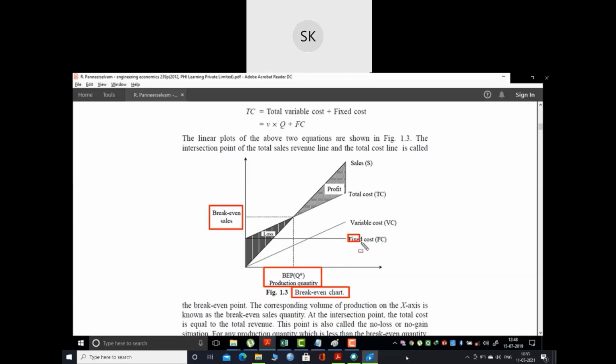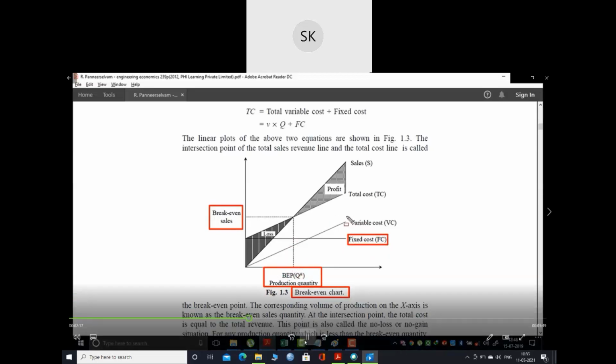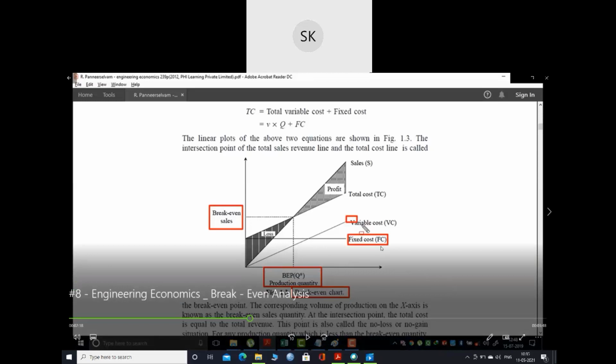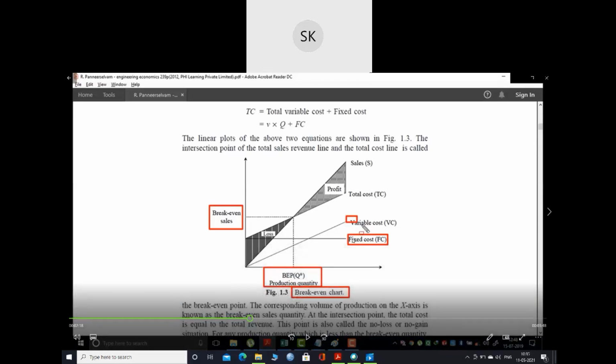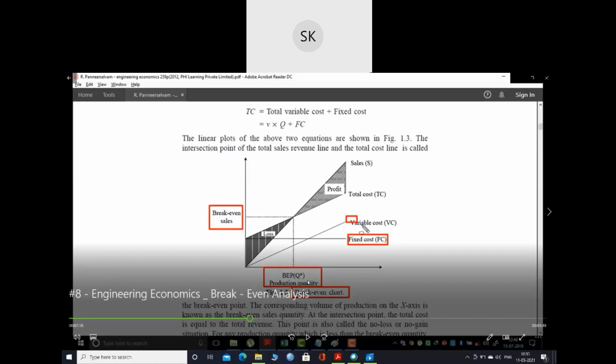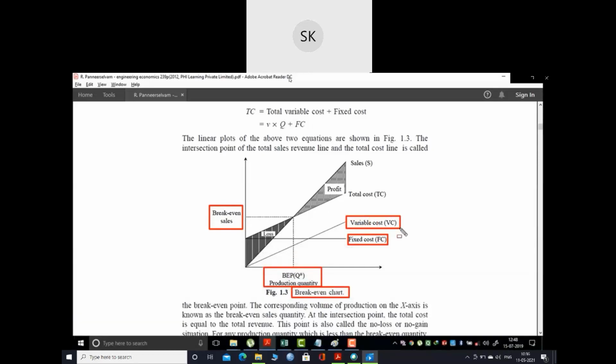Okay, so in the case of fixed cost, it is a straight line because the fixed cost is independent with respect to production quantity. See, it is saying that fixed cost is independent of production quantity. That means your GST will be the same. If you consider GST as a fixed cost, it will be the same. It doesn't depend on how much quantity you are producing, right? How much you are purchasing, the GST will be the same 18%. Okay? So variable cost will increase as the quantity will increase. So this is directly proportional with respect to the production quantity and the break-even sales.